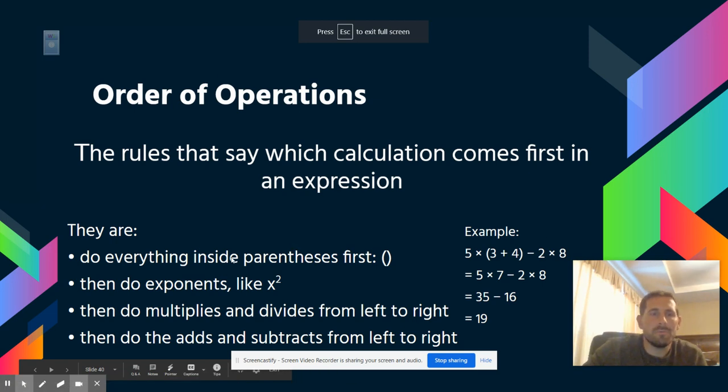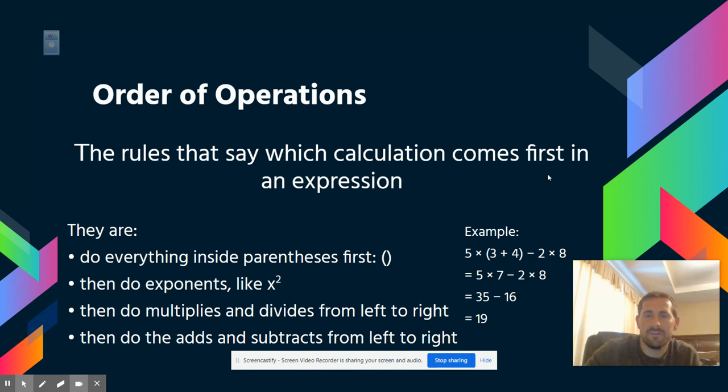All right, this is order of operations. It's the rules that say which calculation comes first in an expression. So if we have an expression or an equation, there's a correct order in which we need to solve it. The example given here is 5 times parentheses 3 plus 4, minus 2 times 8.